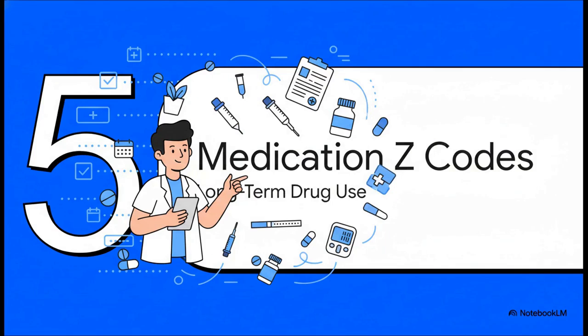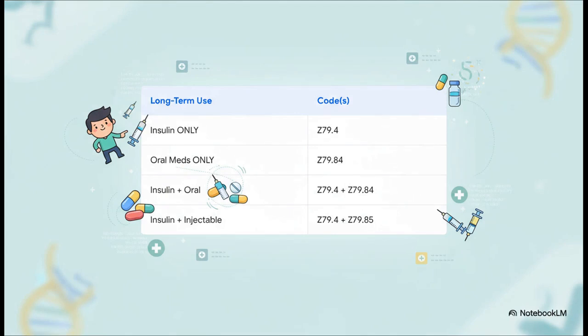Okay, we have totally nailed down the diagnosis codes, but that's only half the story, right? To really paint the full clinical picture, you also have to document the treatment. And that's where the medication Z codes for long-term drug use come into play. This table breaks it down perfectly. The key is just to think of each type of medication as its own separate fact that needs its own code. If a patient is on long-term insulin, you use Z79.4. If they're also taking pills, well, you add Z79.84. You have to use a separate code for every class of drug they're taking long-term.